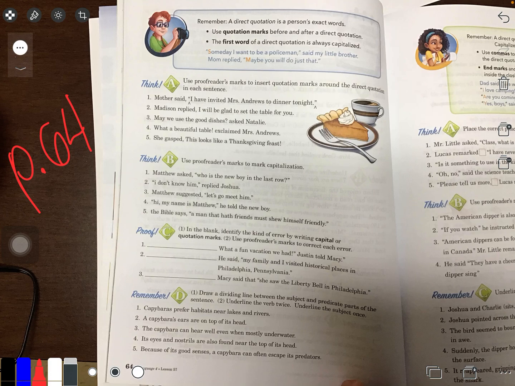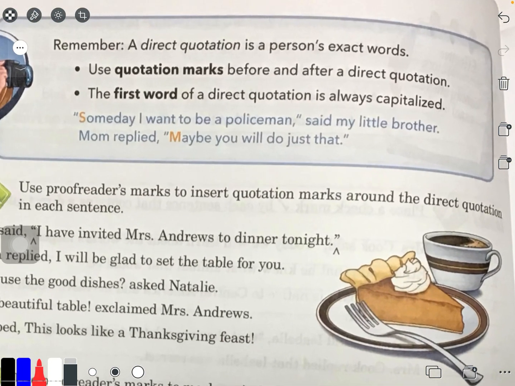Very cool. We're going to continue with our quotation mark series. Yesterday, I had a Snoopy comic, remember, from Peanuts? And we had speech bubbles. Whenever people are speaking, the exact words they're saying will be in a speech bubble, right? So we're going to use quotation marks for it. Remember, a direct quotation is a person's exact words. Use quotation marks before and after a direct quotation. The first word of a direct quotation is always capitalized.